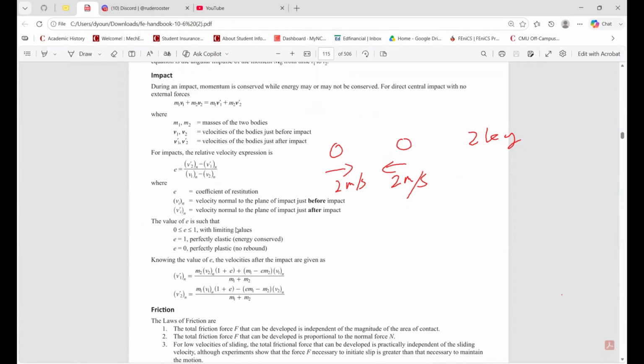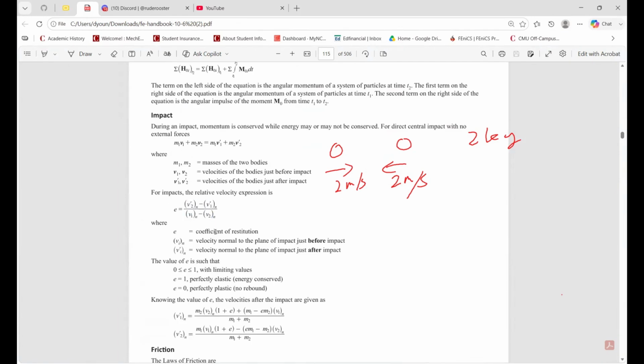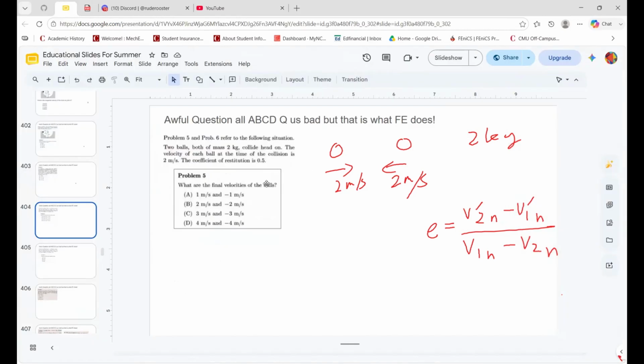It's E. Where's E? Over here. So E equals V2 prime n minus V1 prime n divided by V1 n minus V2 n. So that's velocity normal to the plane before impact, and velocity normal to the plane after impact. So this is after. I don't know why they don't use F and instead use this prime notation, but all right, we can work with that. So this equals 0.5 apparently, and this is energy. Here's a little trick: we'll use momentum, but this actually derives E by energy. We're not going to derive it, no need.